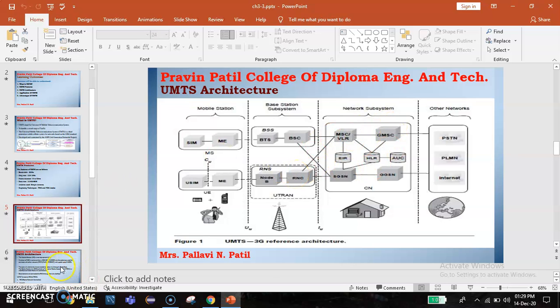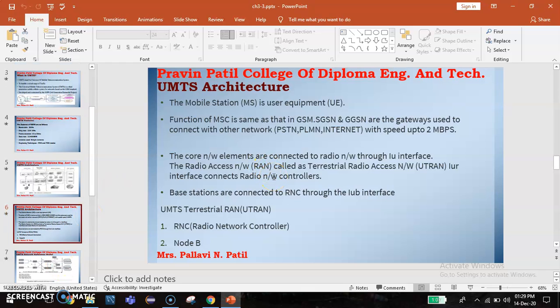Next, UMTS architecture in detail. First is the mobile station, that is MS, which is the user equipment, that is UE. The function of the MSC is the same as in GSM. GSNs are the gateways used to connect with other networks like PSTN, PLMN, and internet with speed up to 2 megabits per second. The core network elements are connected to the radio network through the Iu interface.